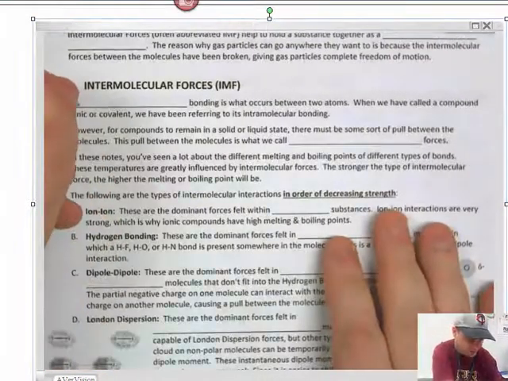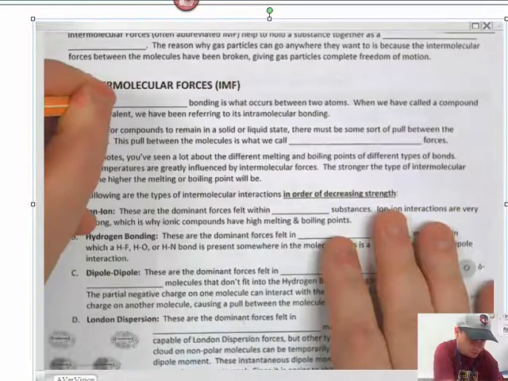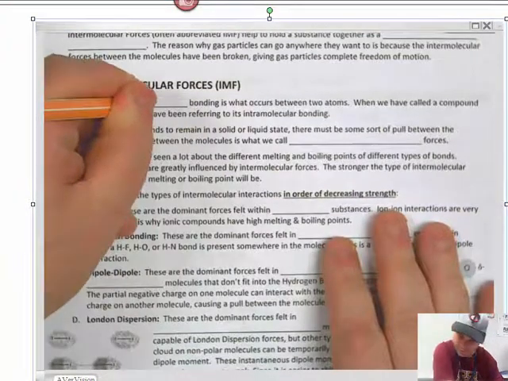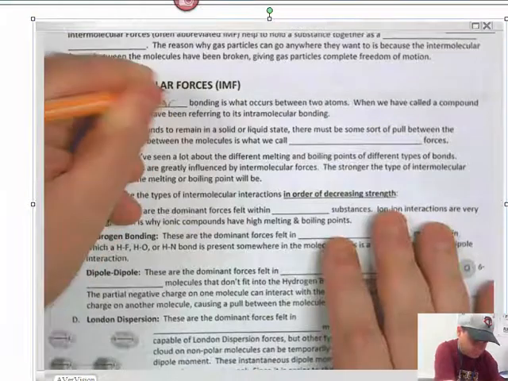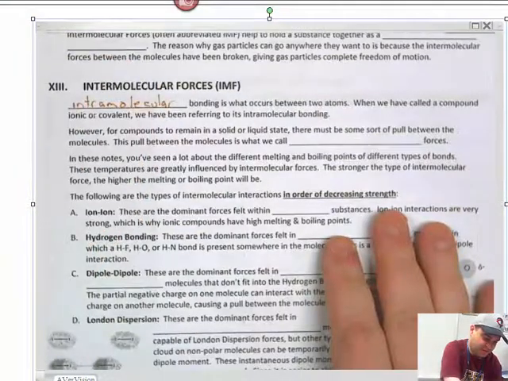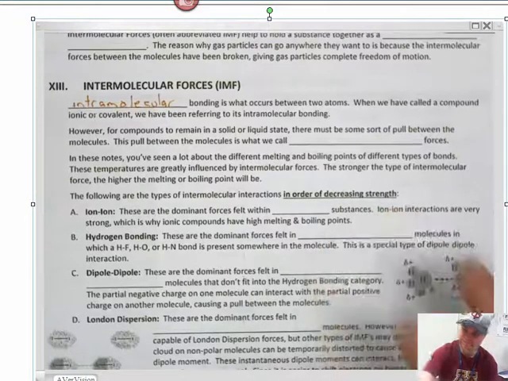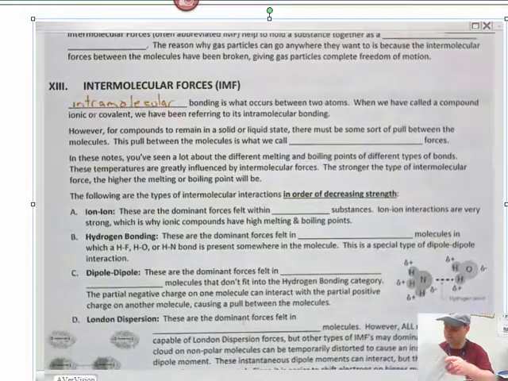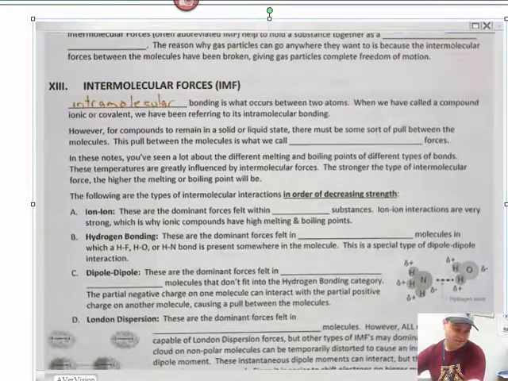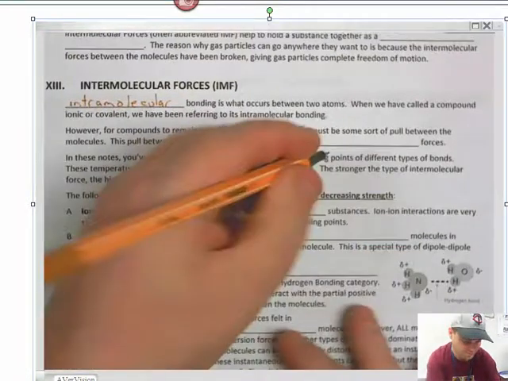First of all, we went over intramolecular bonding. It occurs between two atoms. It's when we have a compound that is ionic or covalent, but we're referring to intramolecular bonding when we're talking about ionic or covalent. Those were the network solid, metallic bonding, ionic bonding, and covalent bonding. However, for this discussion, we are doing intermolecular forces.